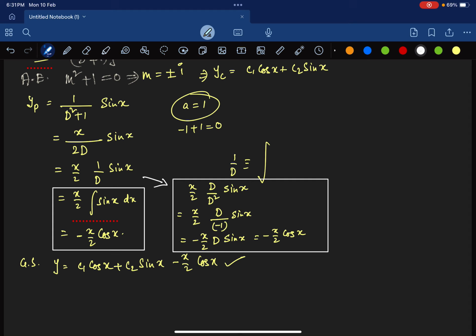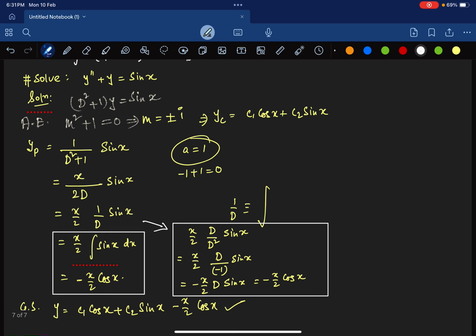Now next, another question I can take from this sine or cos scenario. So I will go with this question, that is, next question you can write.